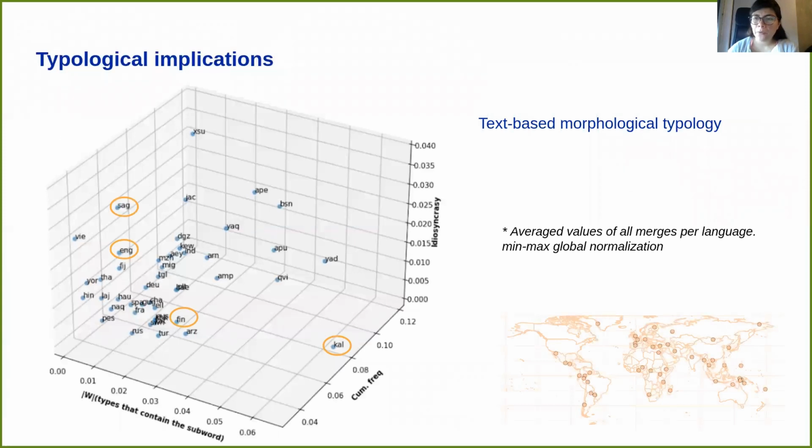Finally, we can compare languages with respect to each other, for instance, which ones tend to have more idiosyncratic or regular constructions based on BPE merges. We circled the languages that we showed before, and we can see that English and Sango tend to have, on average, more idiosyncratic subwords than languages like Kalaallisut or Finnish.